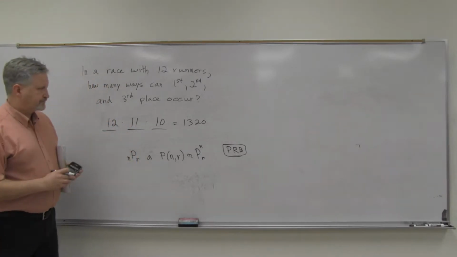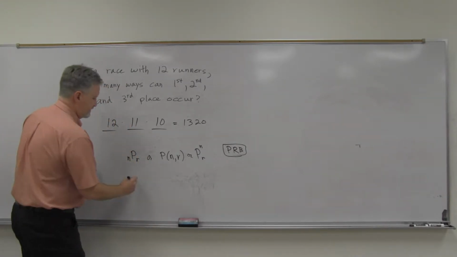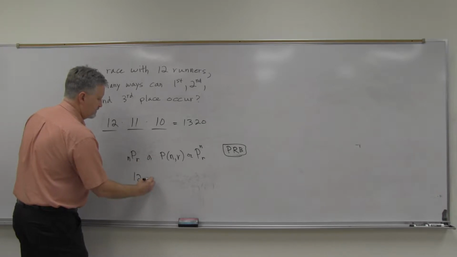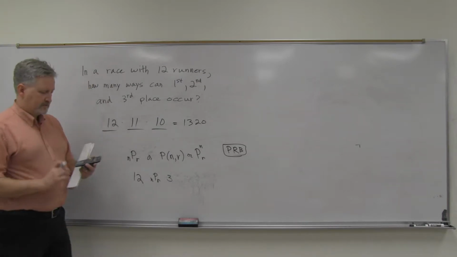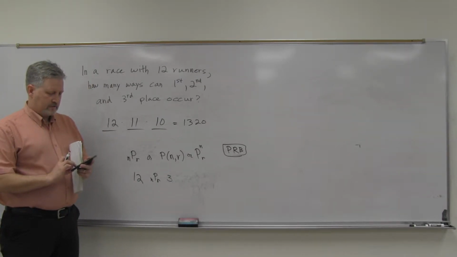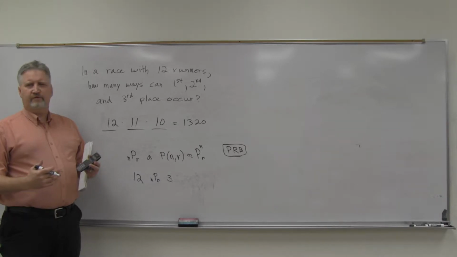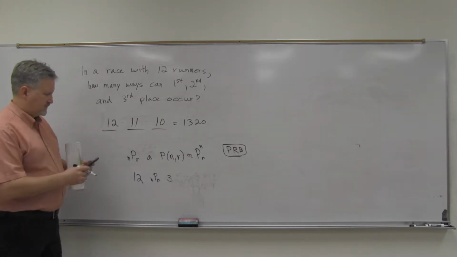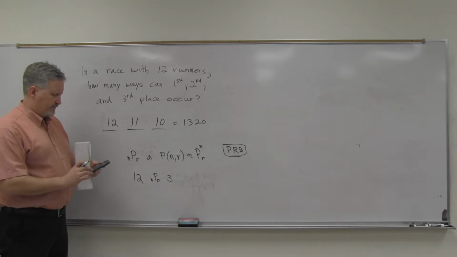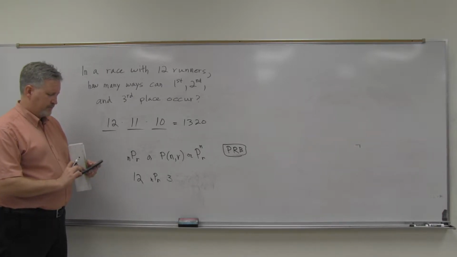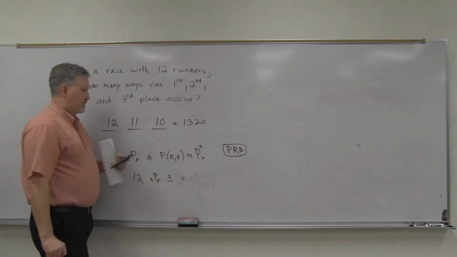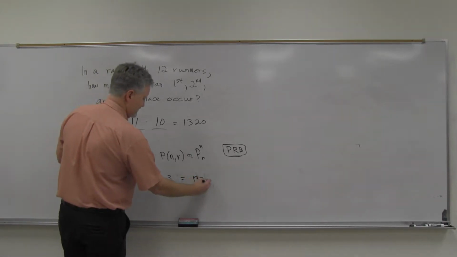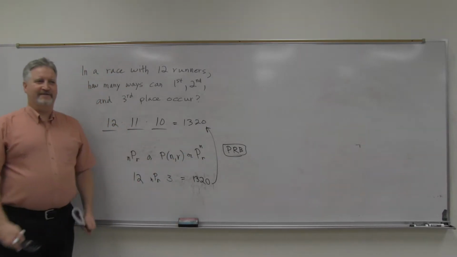Okay, here's what I want you to do. Type in 12, and then hit the NPR button, however you do it, and then hit 3. Some of them may also do it a different way, so if you have trouble, just let me know. 12, then the NPR, then 3, and then equals. What do you get? 1,320, yeah. Again, that's not by coincidence.